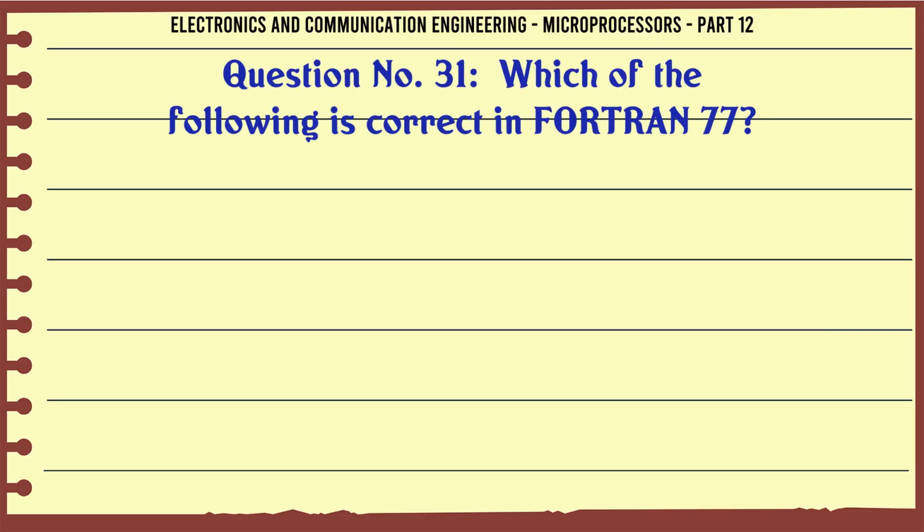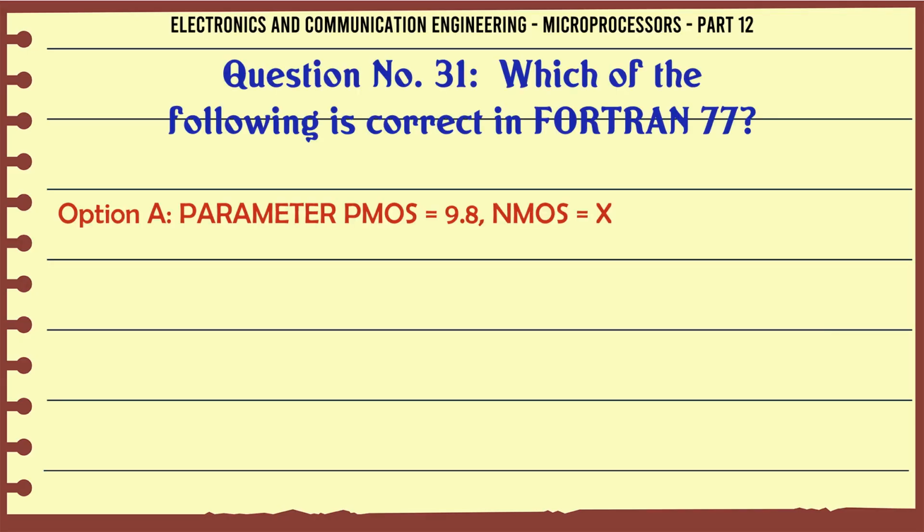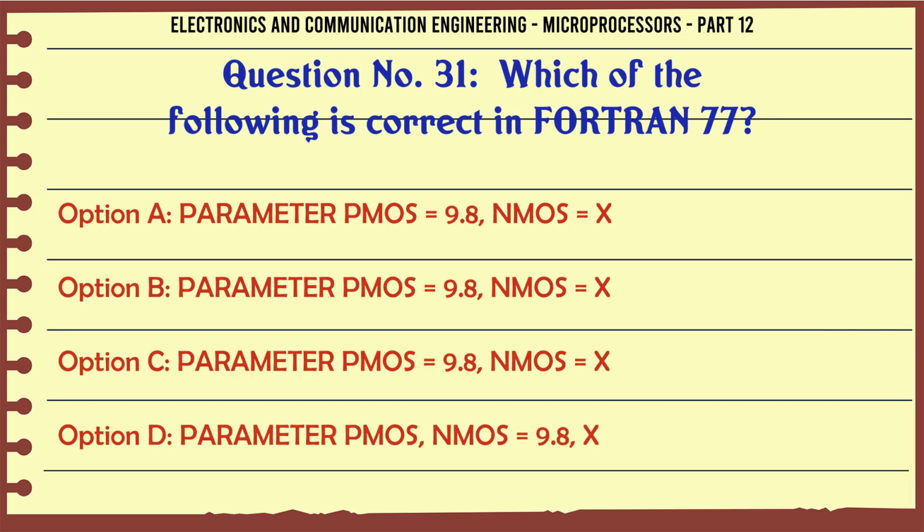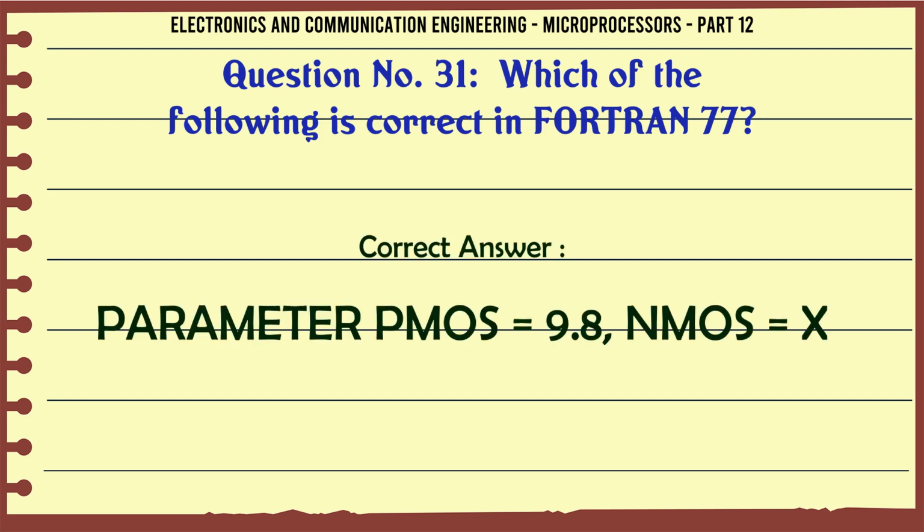Which of the following is correct in Fortran 77? A. PARAMETER MOS = 9.8, MOS X. B. PARAMETER MOS = 9.8, MOS X. C. PARAMETER MOS = 9.8, MOS X. D. PARAMETER MOS = 9.8, X. The correct answer is parameter MOS = 9.8, MOS X.